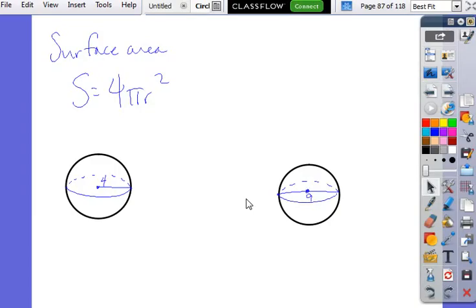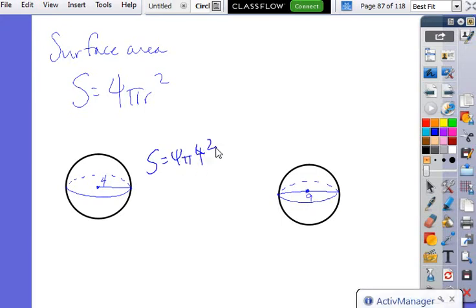Alright. We're reviewing everything for the test, starting with surface area of a sphere. You've got your formula of 4 pi r squared. Just plug in that number, type it in, you got your answer. Alright, so that should be easy.